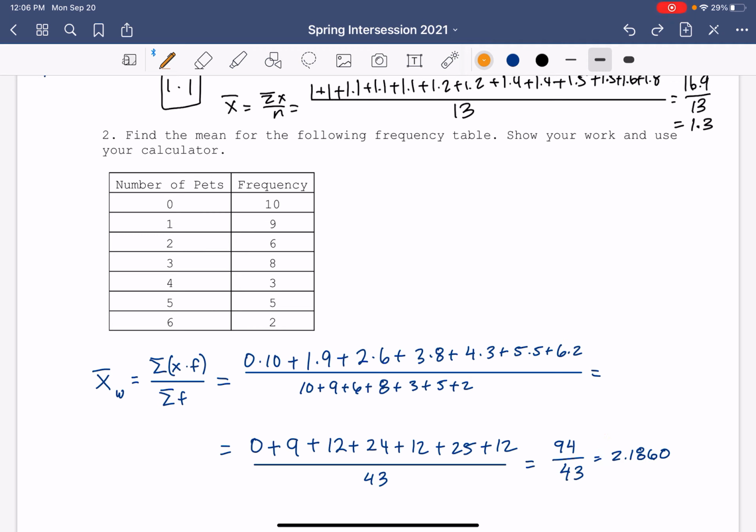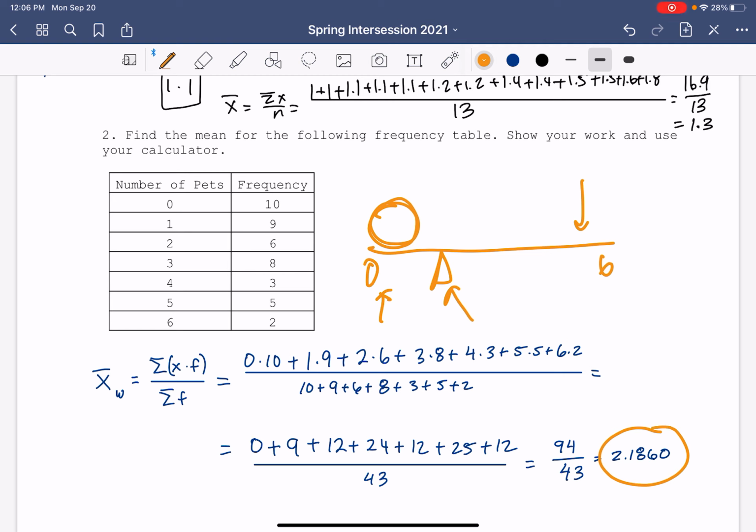And this is even a good point, which goes back to when I was drawing the people on here. If number of pets is 0 to 6, and you have more pets on this side closer to 0 than here, then your fulcrum, your balance point, will be more closely to the 0 point than the 6. And look, here it is. This value is 2.18, right? Here's 2. Here's 2.18.